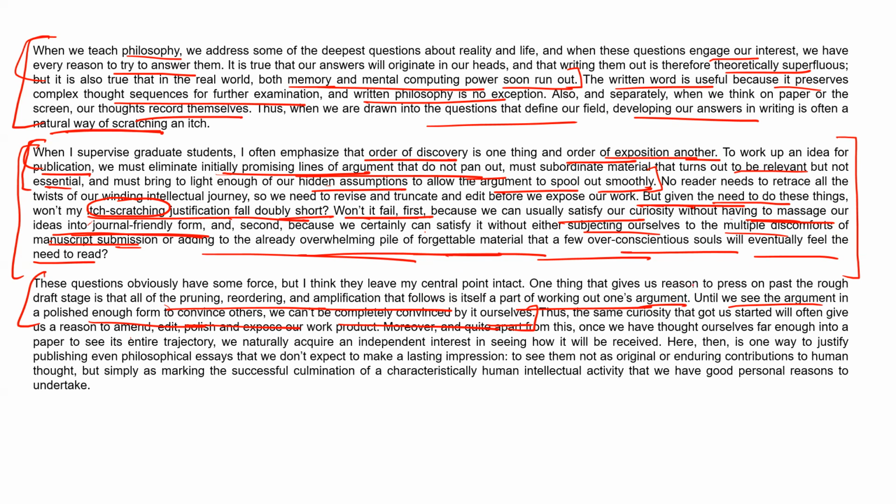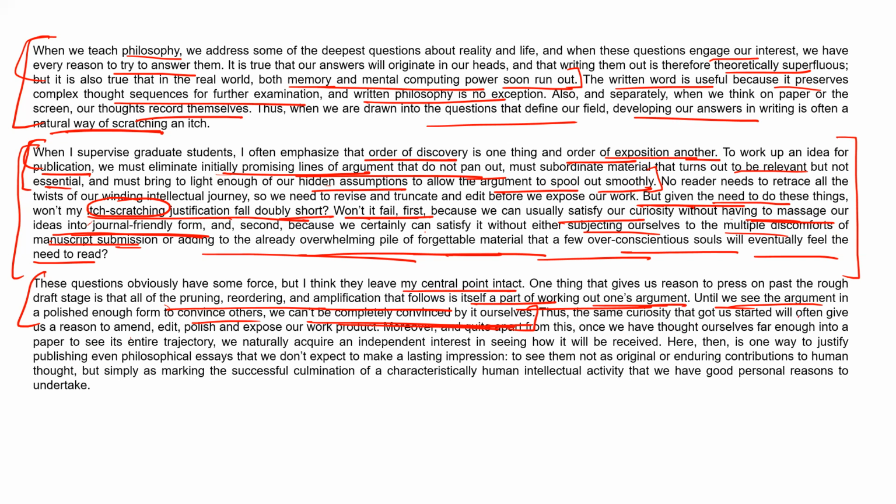कि when we have a reason to push our rough draft to the publication stage, then what we are doing is we are pruning it, editing it, refining it. We are working out one's argument, and unless we have the argument in a polished form which can convince others, we will ourselves not be completely convinced. मतलब हमें अपने आप को ही कन्विंस करने के लिए उसको उस फॉर्म में लाना पड़ेगा, रिफाइन करके, एडिट करके, पॉलिश करके, जो कि एक पब्लिकेशन के फॉर्म में होता है. So that's why it will leave its central point intact.